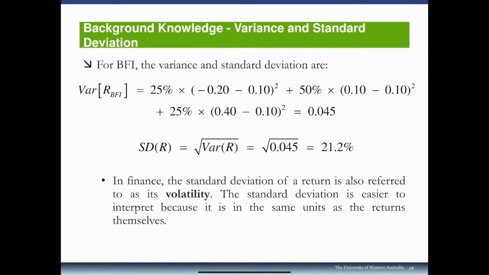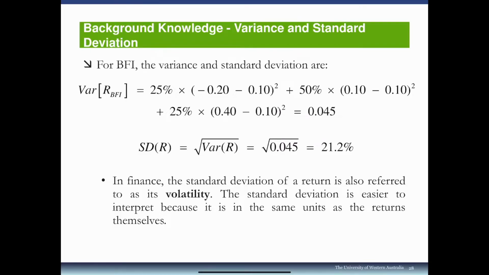In finance, the standard deviation of return is also referred to as volatility. People like quoting volatility because it is a number that is easier to interpret, because variance has a square term in it. You can think of that as why people introduced standard deviation: to get rid of that square effect by taking the square root.